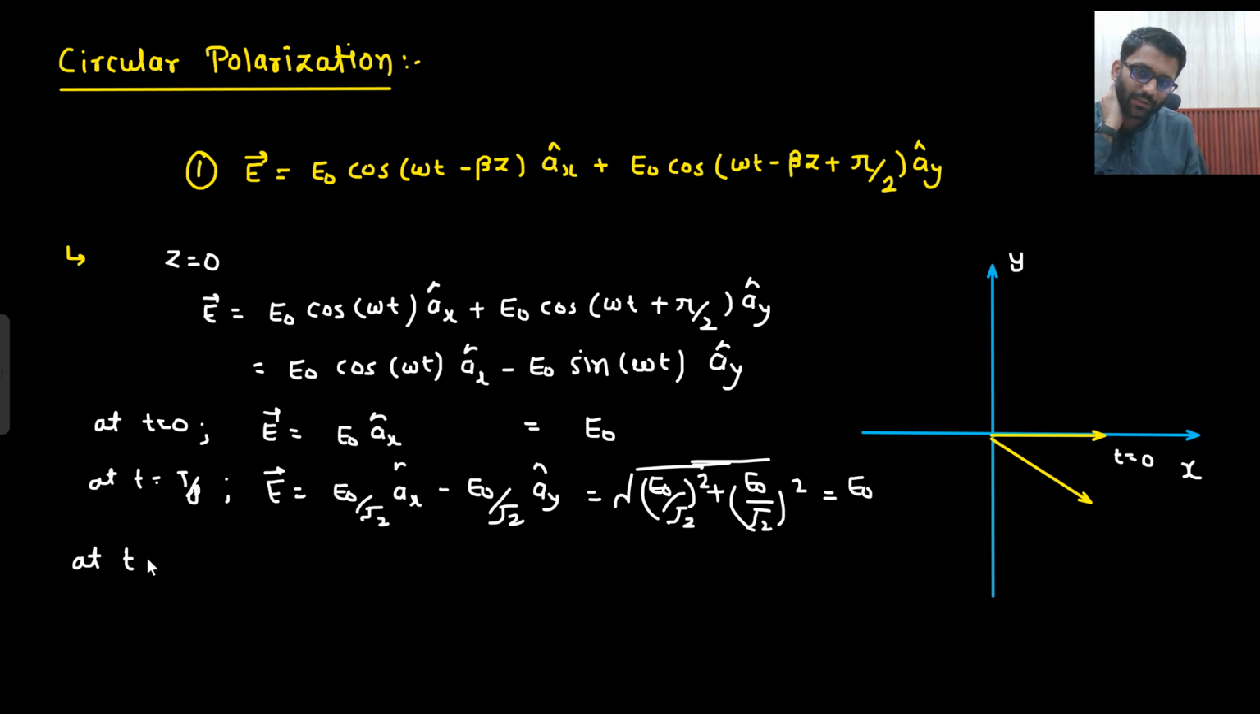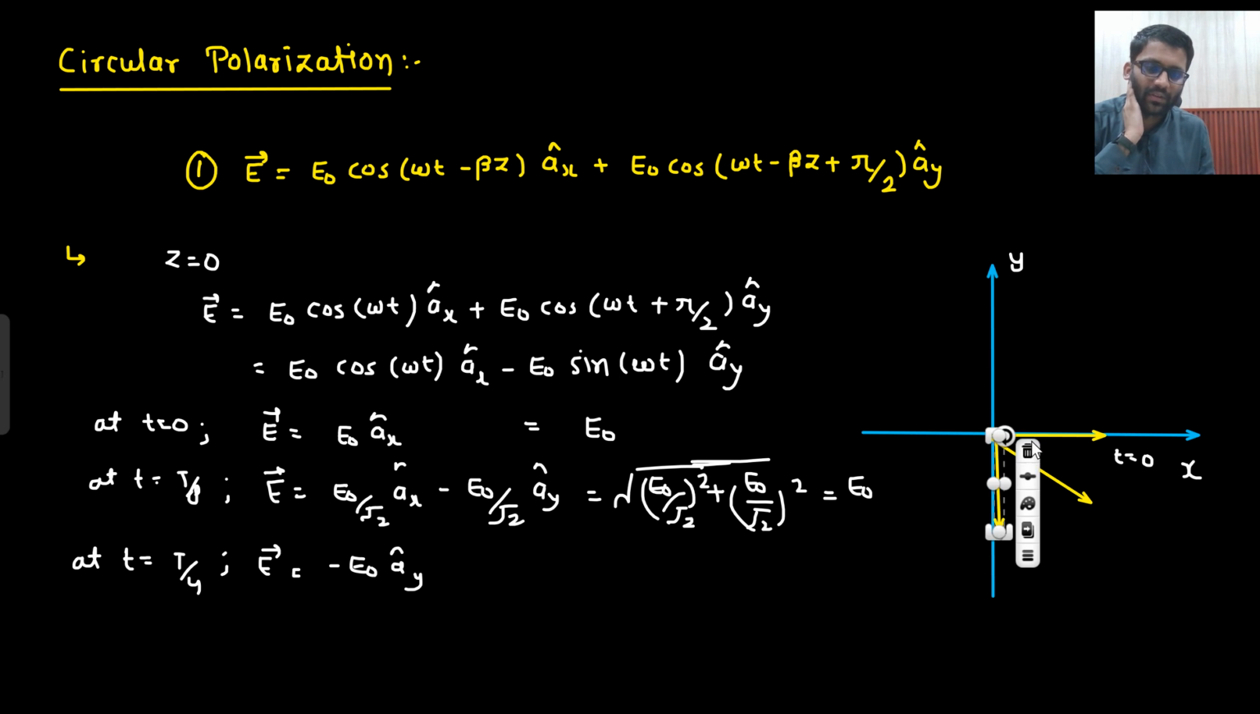Let's check at t equals t by 4. At t by 4 it will be pi by 2, so this will be 0. And what about this guy? This guy will be 1. So minus E naught ay cap. This will be minus E naught ay cap.